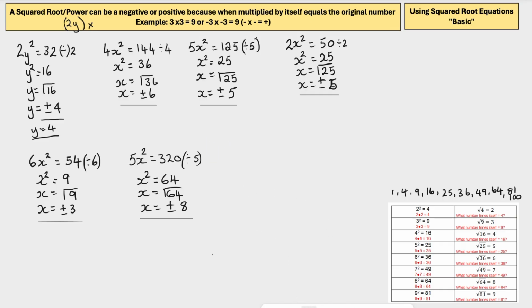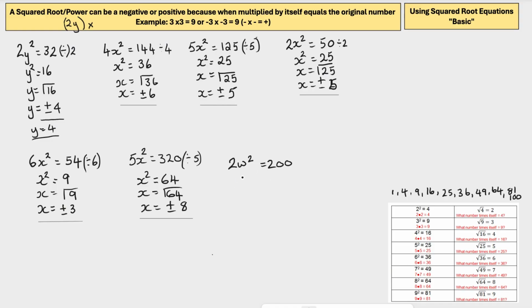So let's go 2w squared. Remember, it could be any letter. It doesn't always have to be an x and a y. Just to clarify, it could be an A, B, C, any letter. They're just commonly used, that's all.